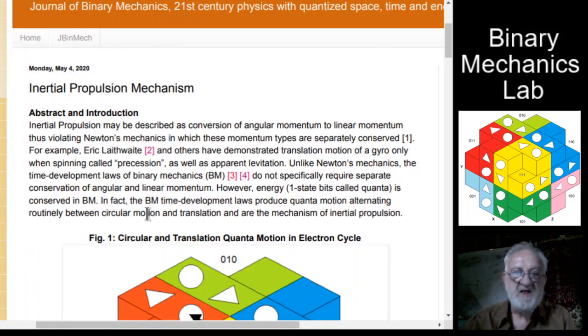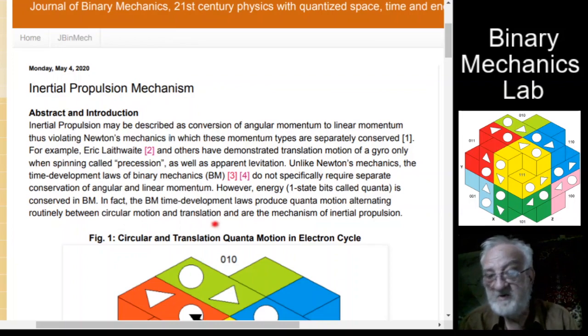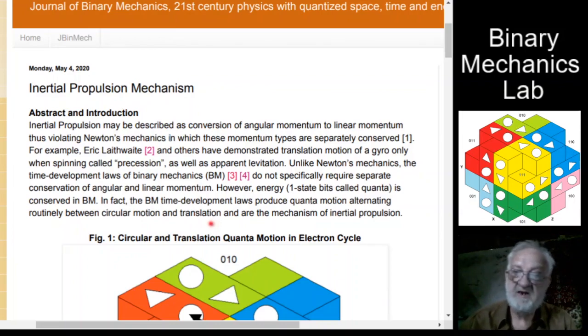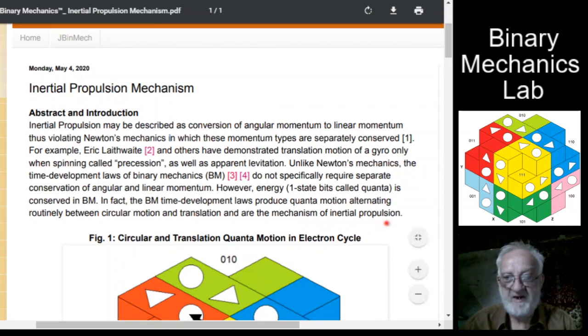In fact, the time development laws produce quantum motion alternating routinely between circular motion and translation and are the mechanism of inertial propulsion. So let's dive right into it.